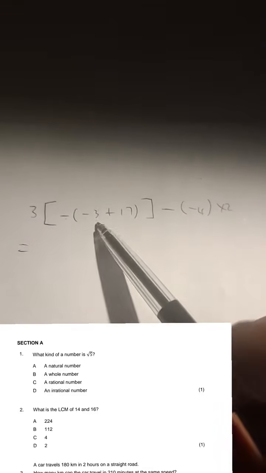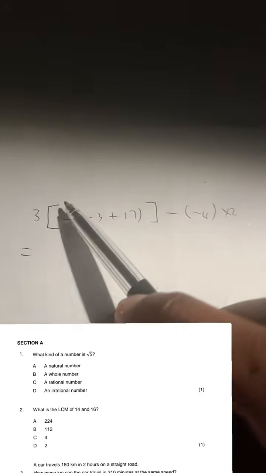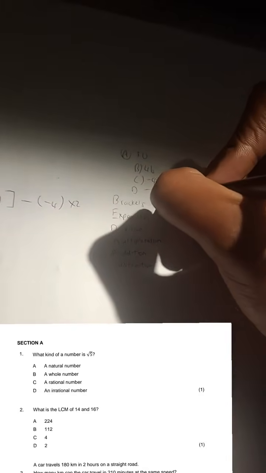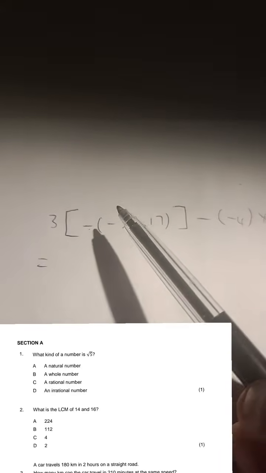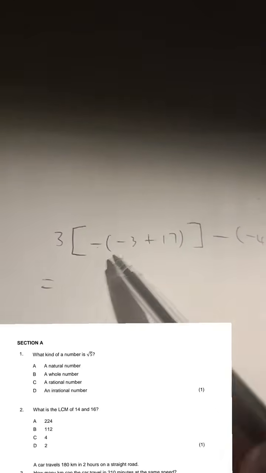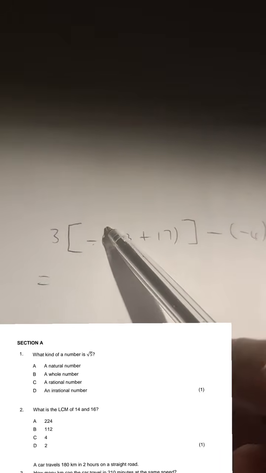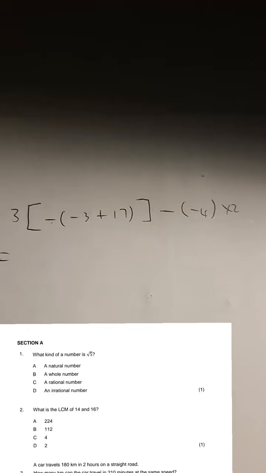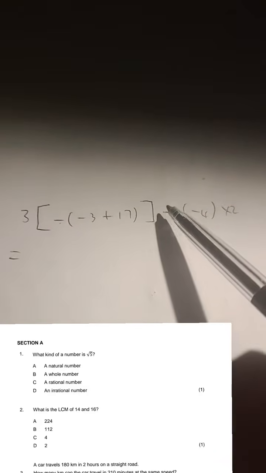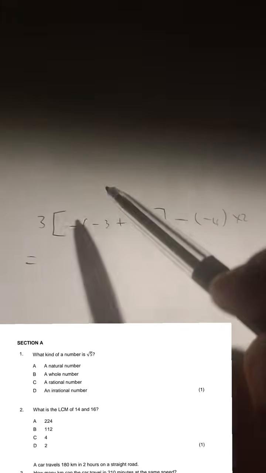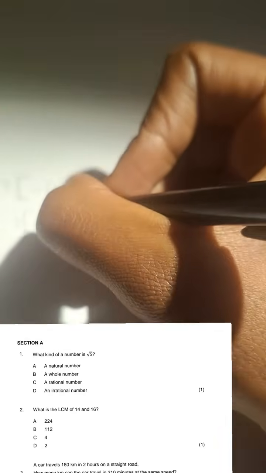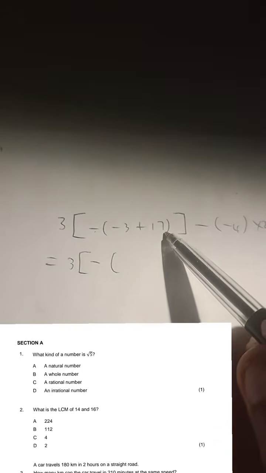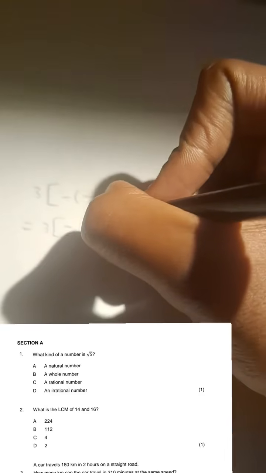So we look at this and we're like, okay, there's a 3. The brackets, I know brackets mean multiply. These square brackets mean we are going to do that later. The small brackets get priority right now. So we are going to focus on the bracket. Let's look at what's inside. What's minus 3 plus 17? That gives us 14.